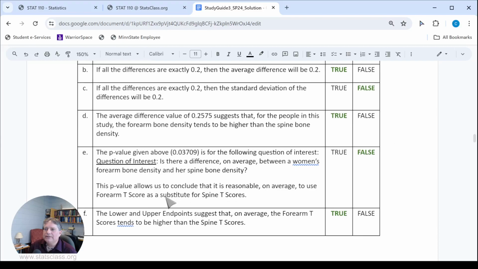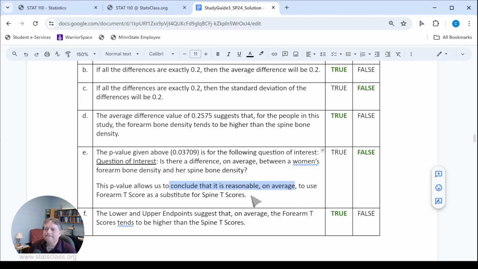What are we doing here? The p-value is 0.03. For this test, there is a difference. This p-value allows us to conclude that it's reasonable on average to use this as a substitute for spine. That's actually false, because if the p-value is less than 0.05, which it is here, then we do have a difference between the forearm and spine, right? The research question is supported. So we do have a difference. That would mean that it is not reasonable to use this as a substitute.